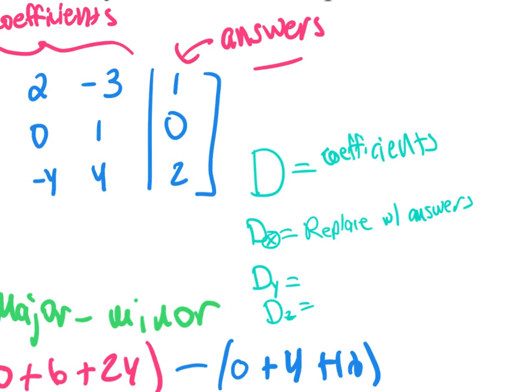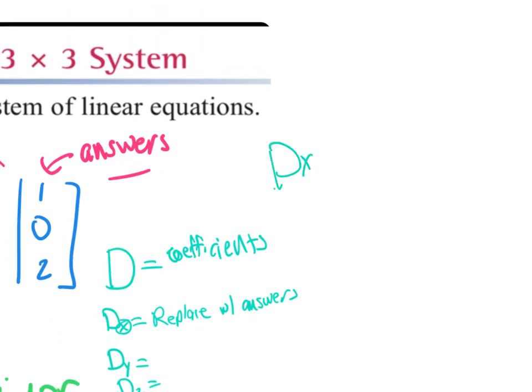And then at the end, you divide D sub X divided by D. D sub Y divided by D. D sub Z, however many letters you have. It's not a complicated process. It's a little different because you guys haven't seen it before, but it's not anything you guys can't handle. You with me? You have a question?